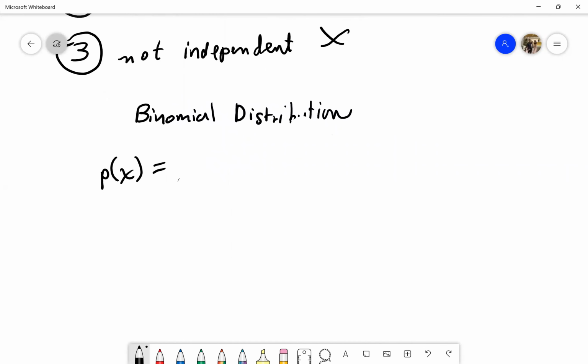So it's little n, big C, x, p to the x, q to the n minus x.